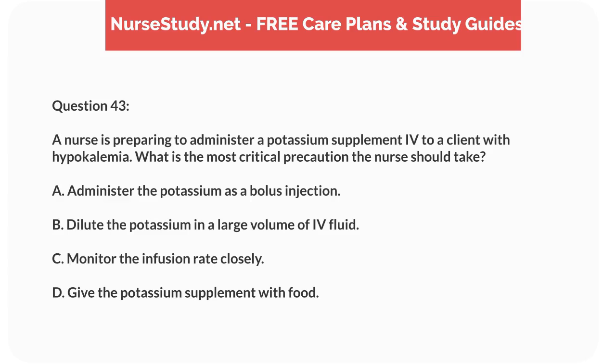Question 43. A nurse is preparing to administer a potassium supplement IV to a client with hypokalemia. What is the most critical precaution the nurse should take? A. Administer the potassium as a bolus injection. B. Dilute the potassium in a large volume of IV fluid. C. Monitor the infusion rate closely. D. Give the potassium supplement with food.